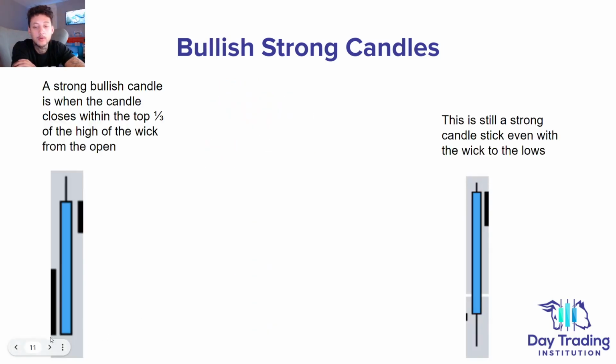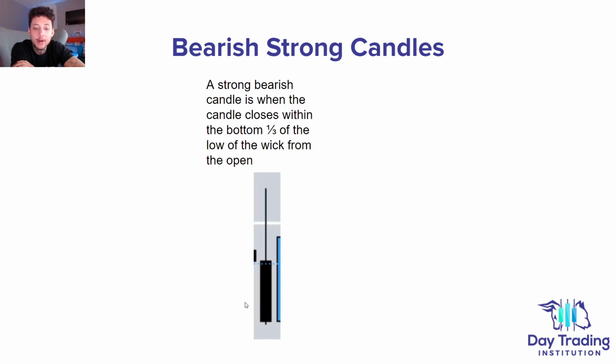So I'm going to go back really quick. A bullish candlestick, we're going to measure from the open to the high of the wick. We're going to measure a bearish candlestick from the open to the low of the wick. So notice how this candle closed within the bottom third. This is going to be a very strong bearish candlestick.